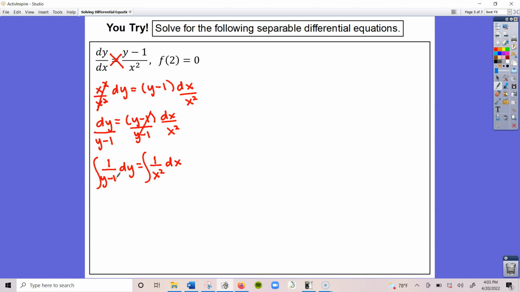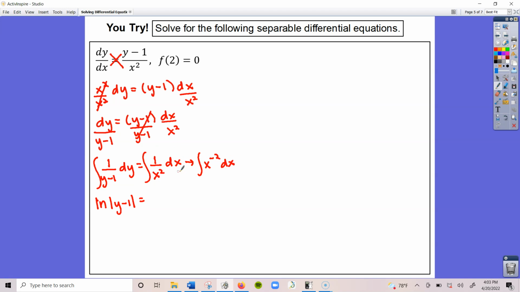1 over y minus 1. Check to see if this is an ln situation. The derivative of y is 1, so this is ln. ln of the absolute value of y minus 1 is going to equal, now here, 1 over x squared. This is a monomial and it's not ln because the derivative of x squared would be 2x, which is not here. But I can rewrite this as the integral of x to the negative 2 dx.